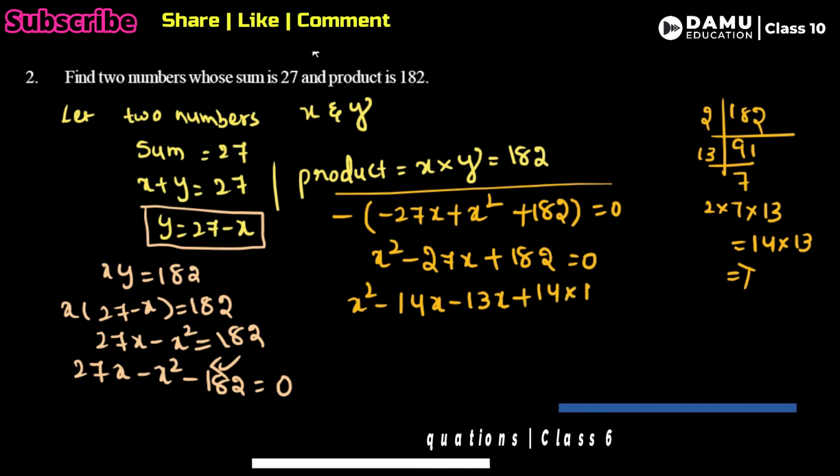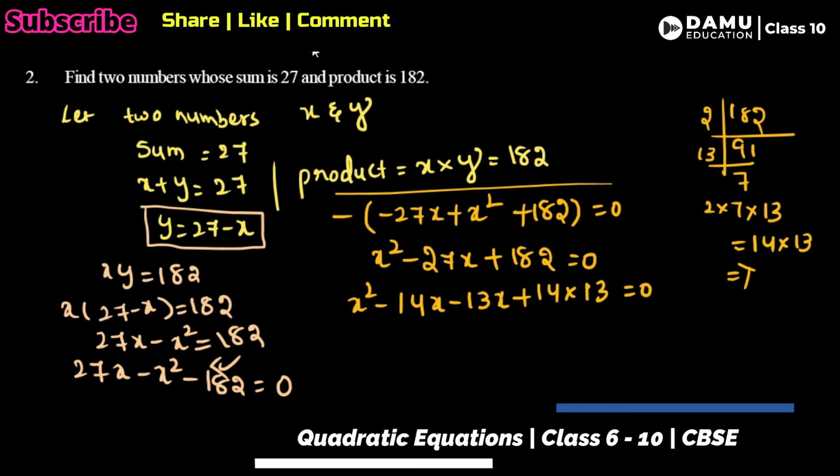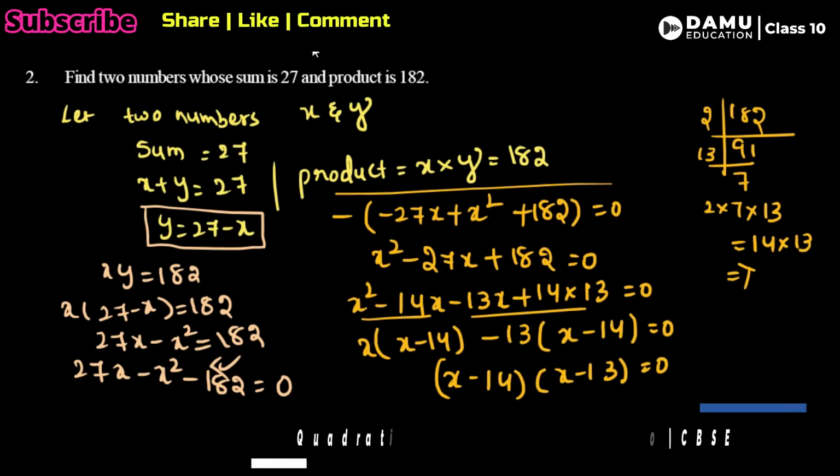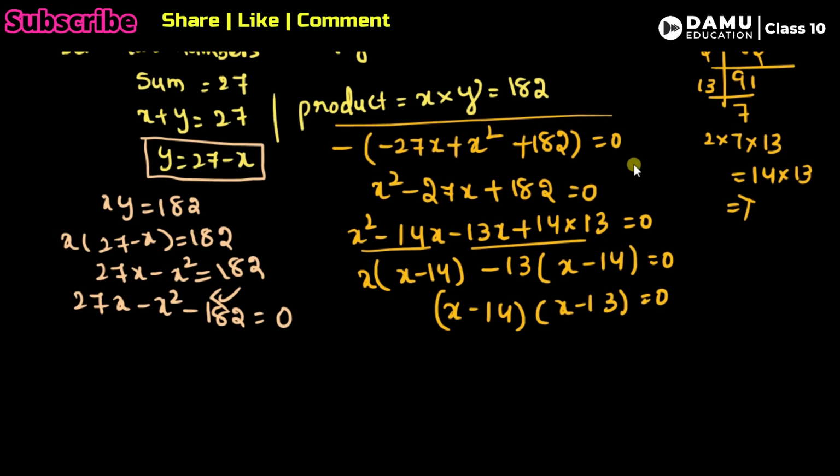Now 14 into 13. You can take common from these two terms: from the first two, take common x, leaving x minus 14. Then from the other two terms, take common minus 13, leaving x minus 14, which equals 0. Then x minus 14 into x minus 13 equals 0. So either x minus 14 equals 0 or x minus 13 equals 0. Then x equals 14, and x equals 13.